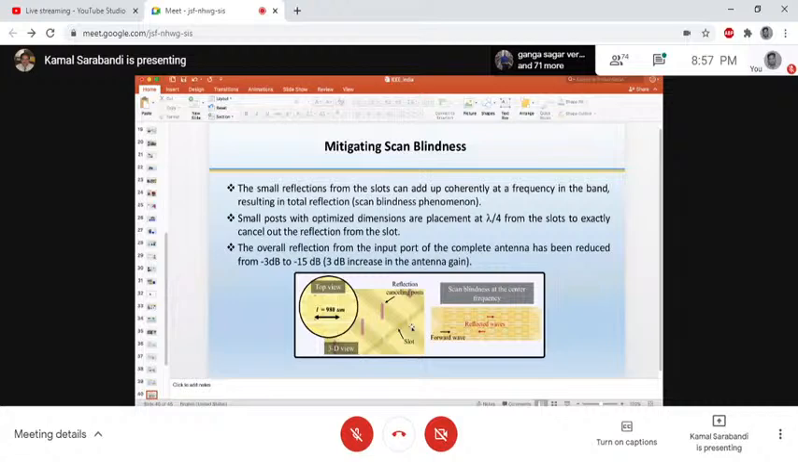In order to fix that, we had to create these reflection cancellation posts, placed lambda over 4 away from the slots. Their function is to create exactly the same magnitude reflection as the slot creates, but out of phase at the frequency where you are experiencing scan blindness. That way you can eliminate the reflection, and then you can operate the radar over that band. So this is a very complex structure. Dimensions of these are a few microns, and the width of this slot is a few microns. There is no way you can make this using standard CNC machining.